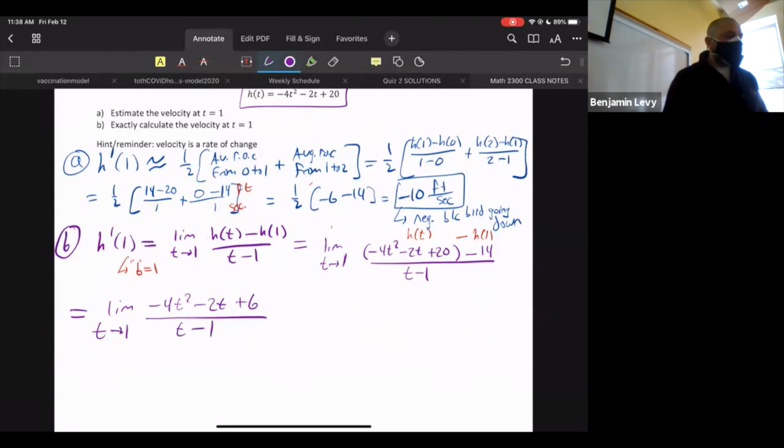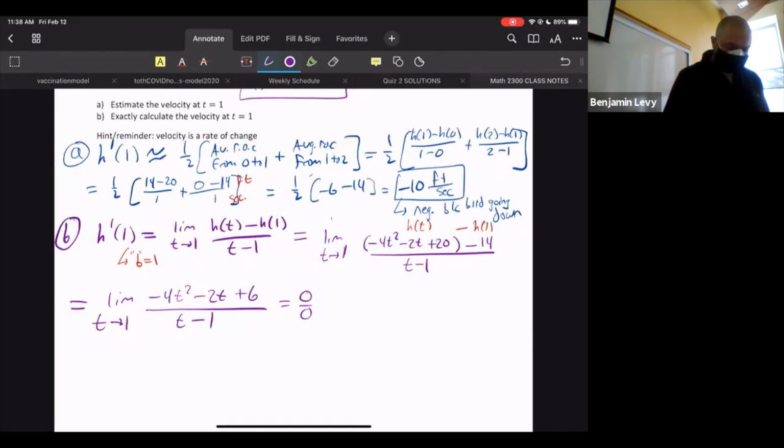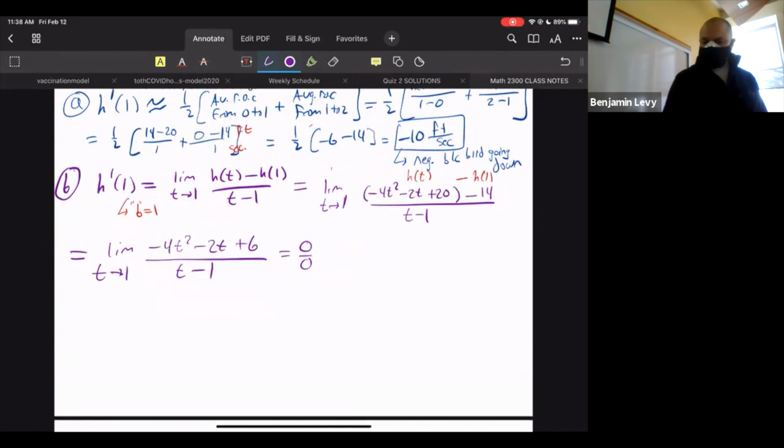And it's indeterminate. You can double check that, but if you plug a 1 in there, on the bottom, you clearly get 0, and then the top, you'll get minus 4, minus 2, plus 6, right? So that's going to be 0 over 0. I'm doing okay on room. And so we should factor and cancel this one.